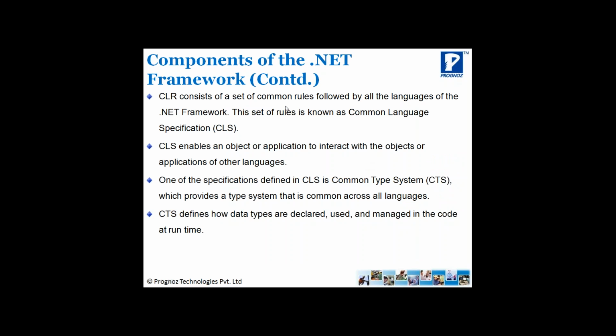CLR consists of a set of common rules followed by all the programming languages, which are known as common language specification. Now we need to understand this point. See, we are saying we will provide language interoperability. Now, how will this be achieved? If I am writing a code in C# and I want to use it in some other programming language like VB, how will this be possible?